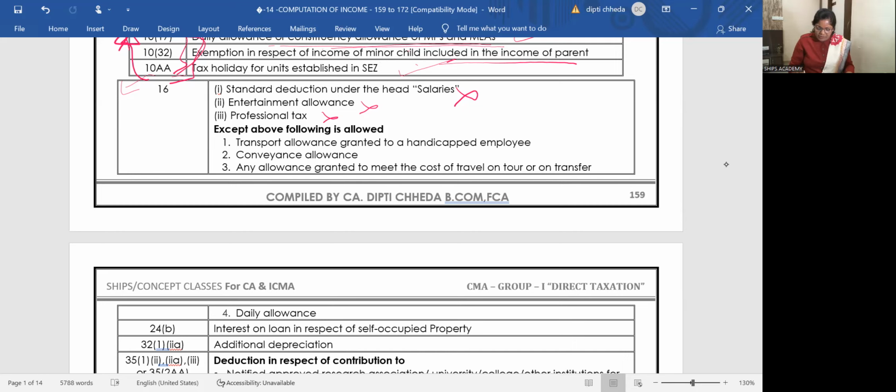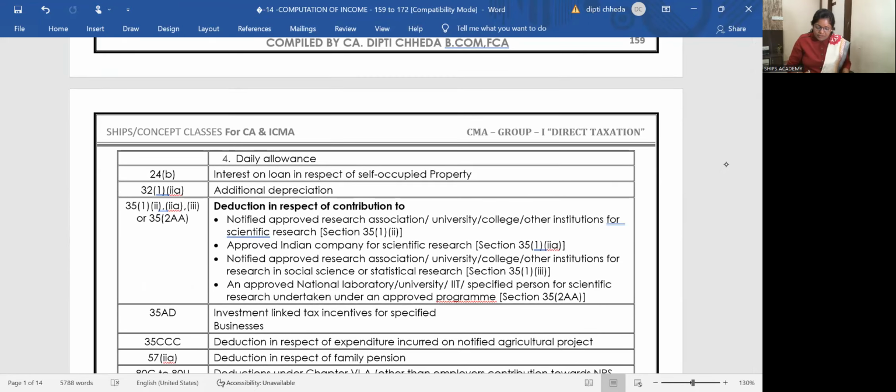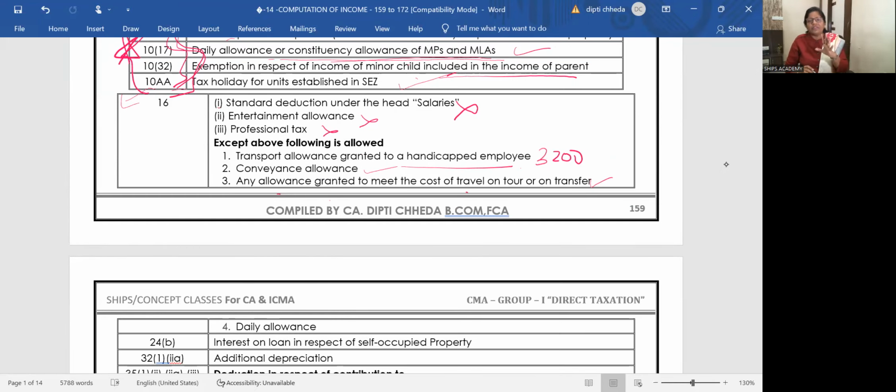Except the above, the following is allowed. Transport allowance granted to a handicapped employee. Yeah, really sorry, I missed that it was for a handicapped employee. Earlier it was for all employees. Now it's handicapped, so a handicapped employee will get it. It is in 10(14), but still this will be available. Okay, conveyance allowance, any allowance granted to meet the traveling. You know, when you get traveling allowance and you are traveling for the office purpose, that much you can deduct. Okay? So in salary, in general, deductions will not be allowed: standard deduction, entertainment allowance and PT.